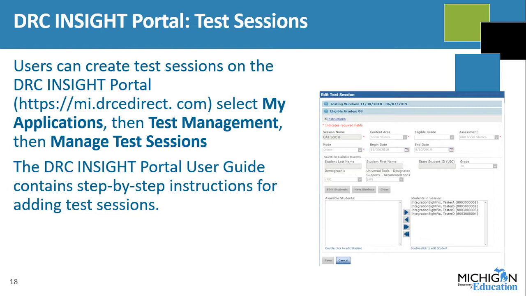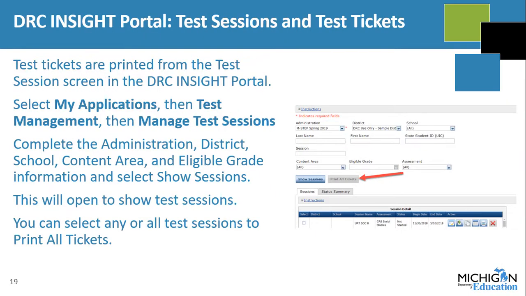Test tickets are printed from the test session screen in the DRC INSIGHT Portal. Log into the DRC INSIGHT Portal, select My Applications, then Test Management, and then go to Manage Test Sessions. Complete the test, entity information, content and grade information, and select Show Sessions. This will open to show test sessions. From here, you can select a test session and print all test tickets.